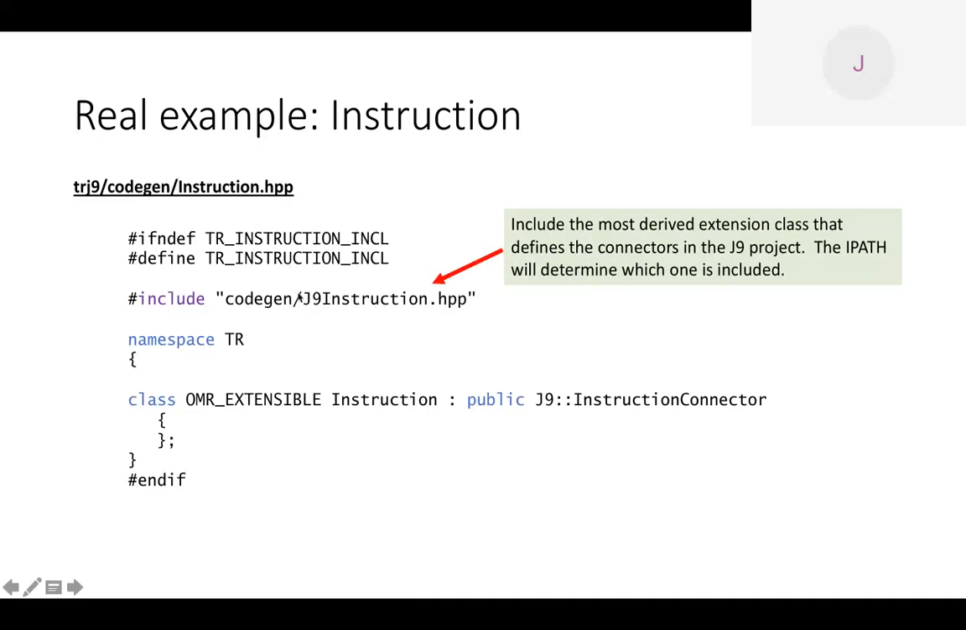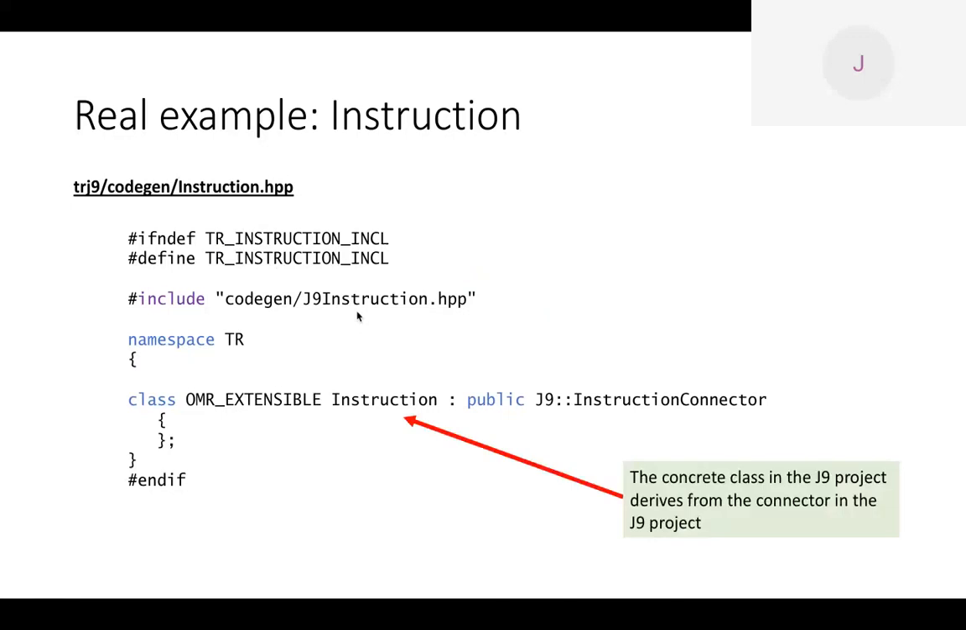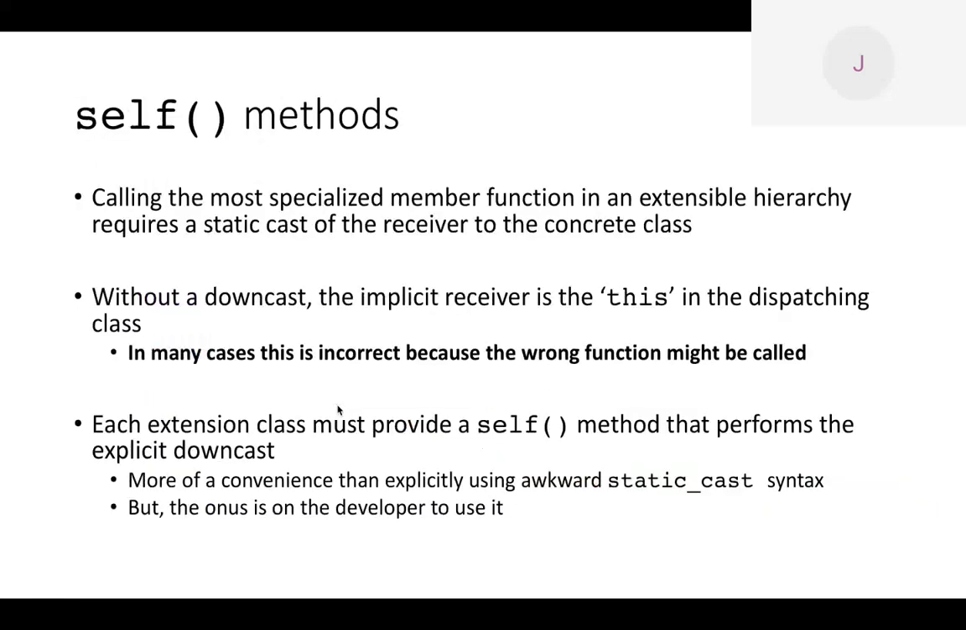So whichever level of the hierarchy you have your instruction.hpp, you have to include that project's instruction.hpp. And of course, the IPath will figure this out for you. This is where we put this in the TR namespace. And what it's really going to be defining here is, in the TR namespace, it's creating an instruction. So anytime you want to create an instruction, you're actually creating a TR::Instruction. That's what it's going to find. Okay.